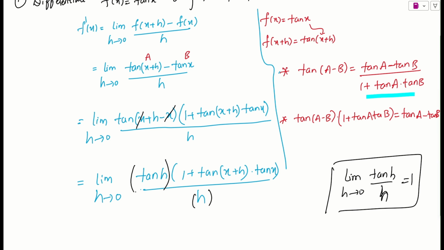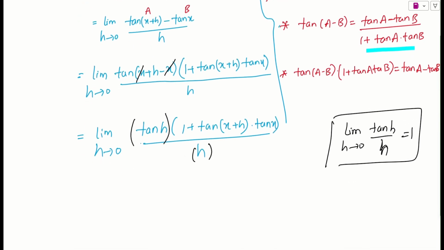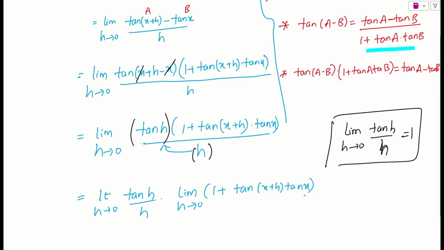So what I can do, wherever the limit is there, the limit will be multiplied. So try to apply the limit in this case. I can simply split it: limit h tends to 0 of tan h by h, into limit h tends to 0. So this is in multiplication, the 1 by h I have sent to the denominator. So I'll be taking 1 plus tan of (x plus h) into tan x. I think you don't have any doubts.